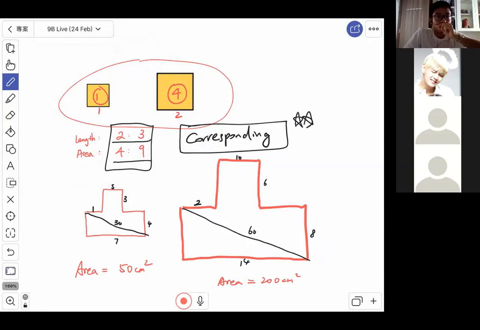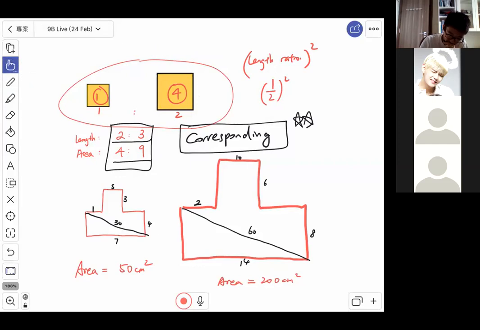Actually, the area ratio is the length ratio squared, not times two, but squared. I want you to associate this with the dimension part. If length ratio is dimension 1, then area ratio should be dimension 2. So the ratio of length is 1 to 2, then the ratio of area would be, sorry, I should write in a more precise way in mathematics, 1 over 2 squared. If you really cannot understand, then just try to memorize this part.